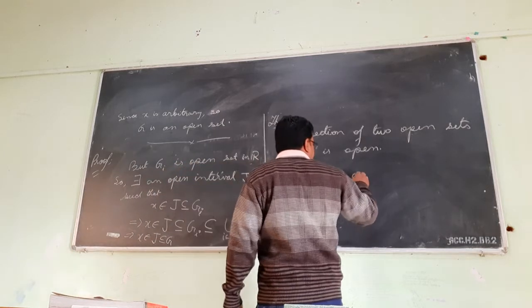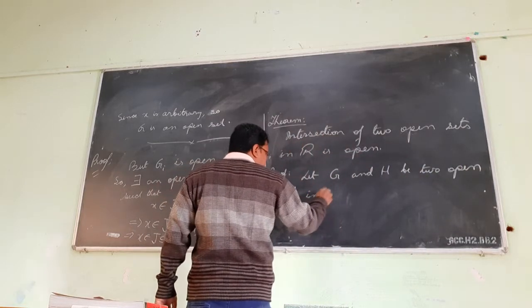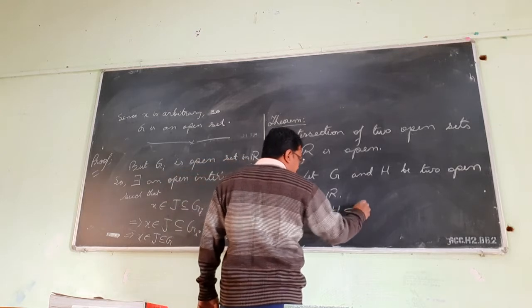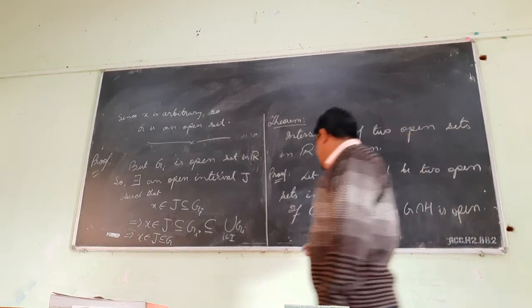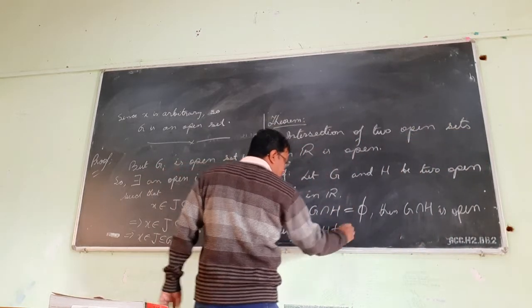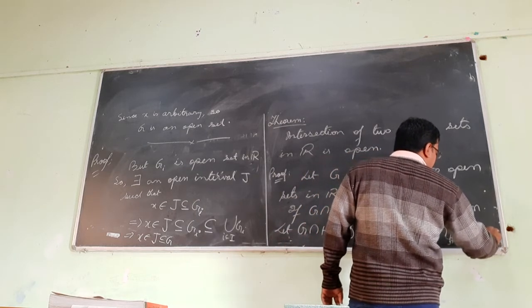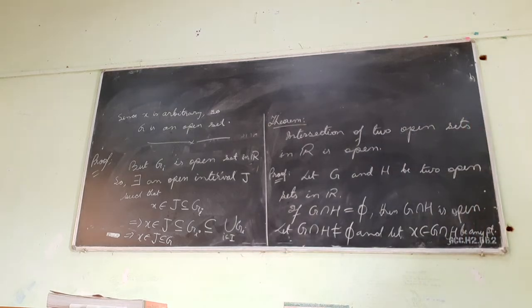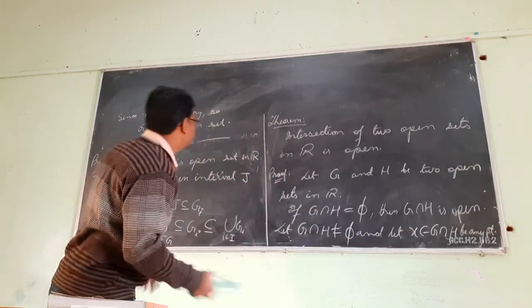So we start with two open sets, G and H, in R. If G intersection H is phi, if this is an empty set, then it is open. Then G intersection H is open, because the empty set is always open. We have already done that: the empty set is an open set. So let this be non-empty. Suppose G intersection H is non-empty, and let X belong to G intersection H be any point.